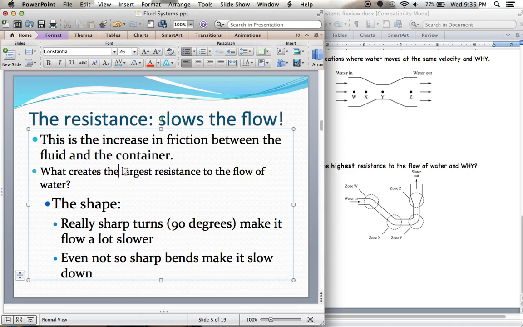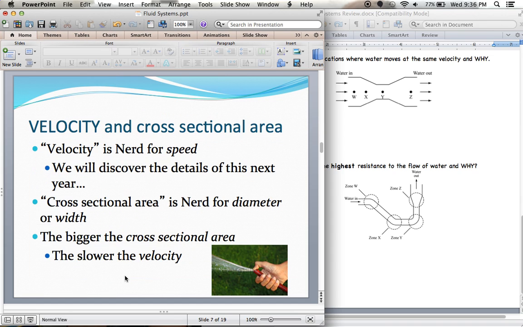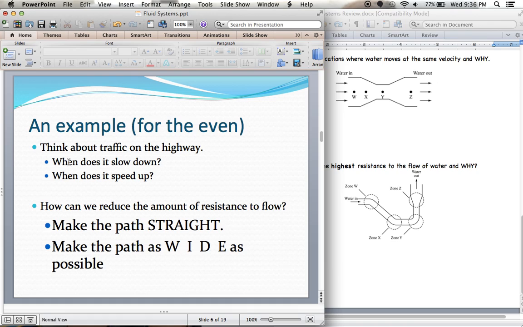We need to take a look specifically at what types of things create the largest resistance. One thing that creates a lot of resistance is the shape of the container or the pipe that it's flowing through. So very sharp turns, like 90 degrees, make it flow a lot slower. And this is just like when you're driving, and I know many of you don't, but you have to slow down in order to make it through turns. If you didn't, you would go flying off into the ditch. So that is the example that we have here. Traffic will slow down when you end up hitting a curve. It speeds up on straightaways because you're not worried about flying off.